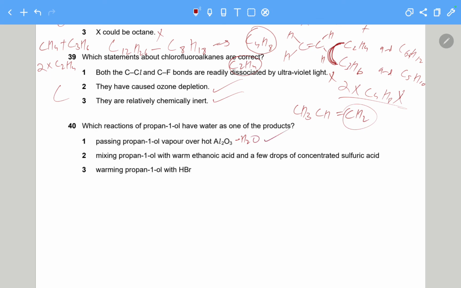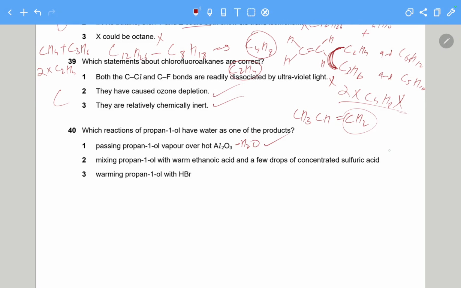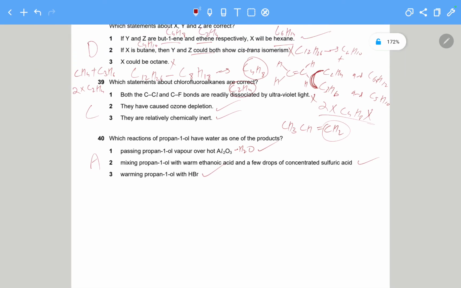products. Mixing propan-1-ol with warm ethanoic acid and a few drops of concentrated sulfuric acid. This is an esterification reaction, and remember, esterification reactions also release water, so this is correct too. Warming propan-1-ol with HBr. This is a nucleophilic substitution reaction, and it also forms H2O because you get 1-bromopropane and H2O as the product. So this is also correct. Option A is the answer.